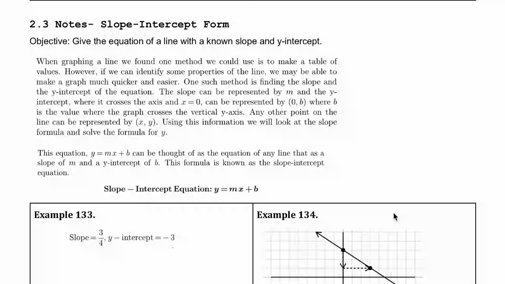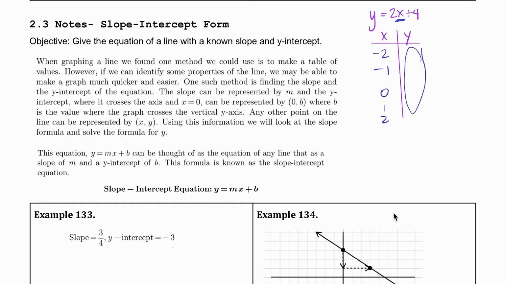Okay, today we're going to be graphing an equation of a line just by using the slope and the y-intercept. So let's review really quick. One way that we learned how to graph a line is to use a table of values. So maybe we have this equation, y equals 2x plus 4. If I want to graph that with a table, we could choose some x values, -2, -1, 0, 1, 2. We could plug them in for our x and find the missing y values.